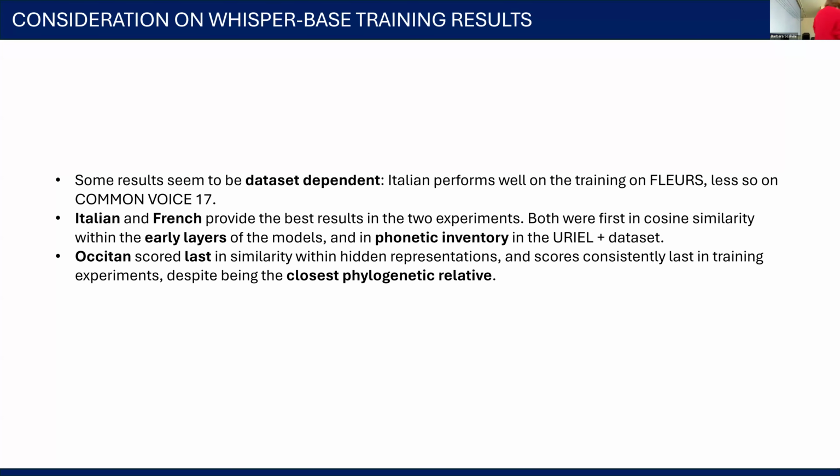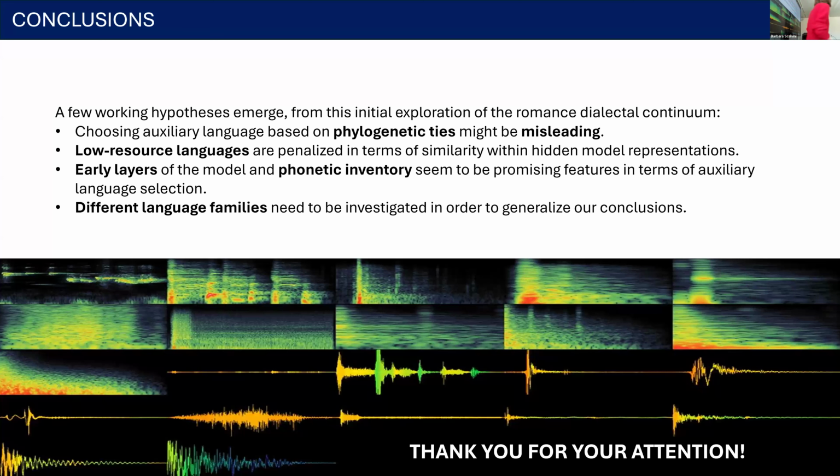So basically, these are the results from this month. It's just the beginning of this exploration. However, we can try to draw some working hypotheses for how this study is going to move forward. So basically, the hypothesis is to not go for phylogenetic ties necessarily. Do not go necessarily for low resource languages because even though they're very similar, they will not perform well on top of not having big data sets to access. And then look at the early layers and the phonetic inventory of the languages you're interested in.